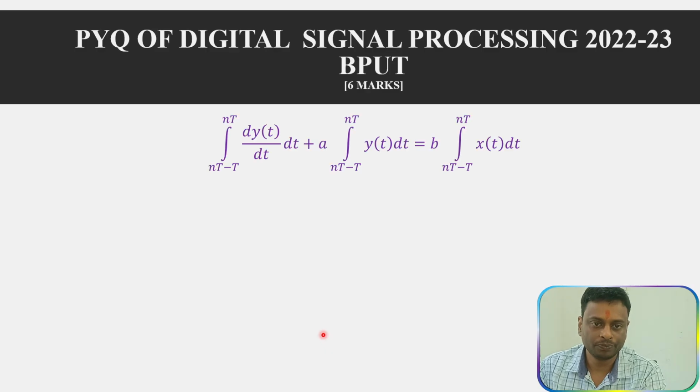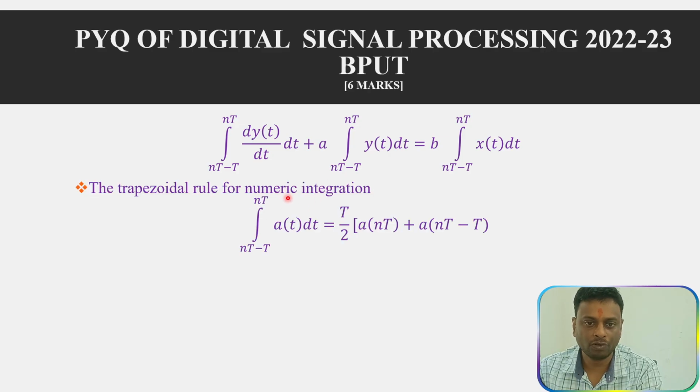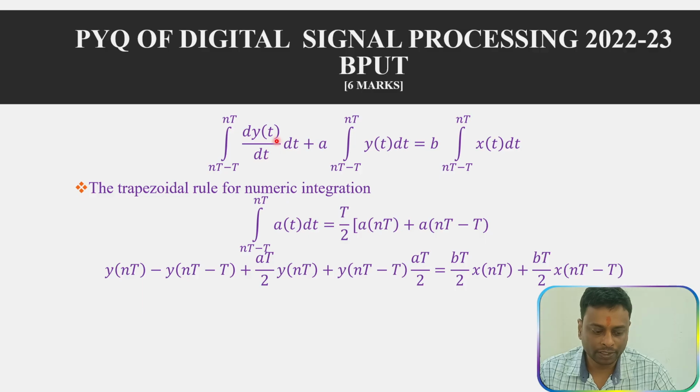Now this integration will be over T. We have written that in the previous slide also. So by using the trapezoidal rule of numerical integration, if we integrate from nT minus T to nT of a of t dt, that will be T by 2 times a of nT plus a of nT minus T. Let us apply this formula over here.